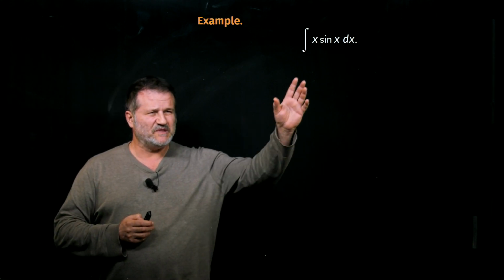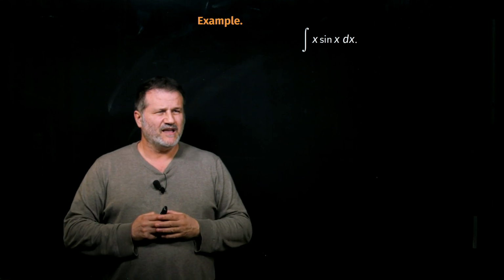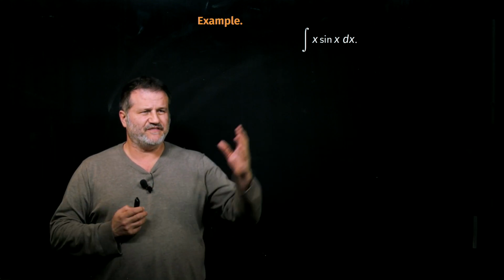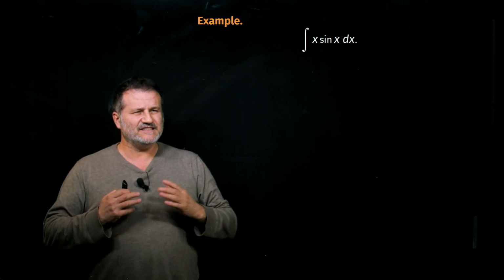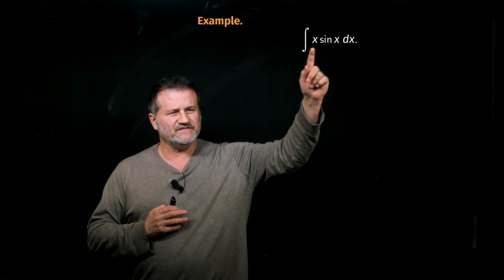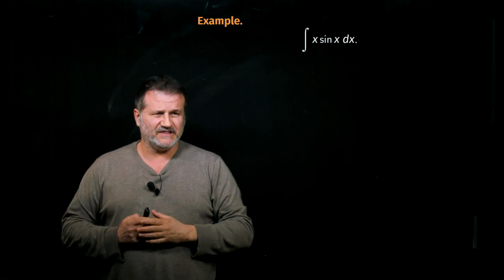In the next example, we have the primitive of x sine x, and here we have a new situation. In fact, we see that clearly this is a product between two functions, and in this case we can see each of the two factors as a derivative.